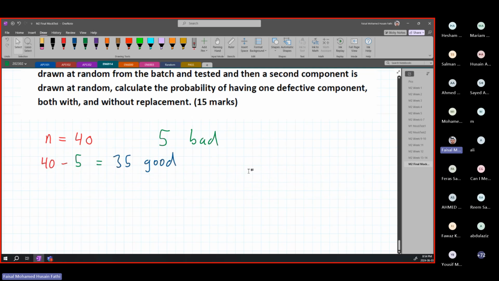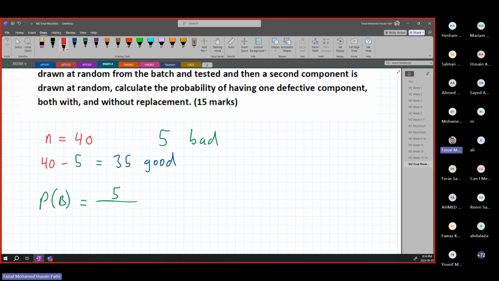All right? So let's look at this from a probability standpoint. The probability of bad is equal to 5 over 40, right? Which is equal to 0.125. Okay? This is our probability of bad, 0.125 or 12.5%. Same thing.